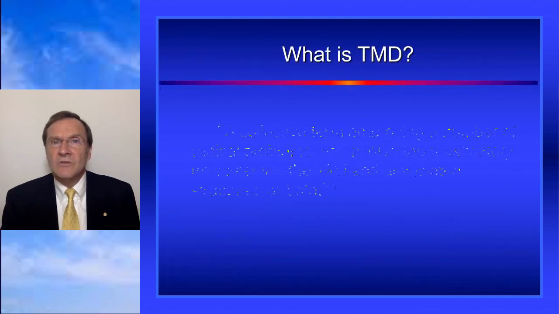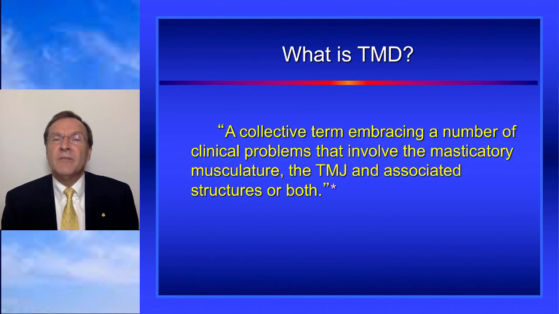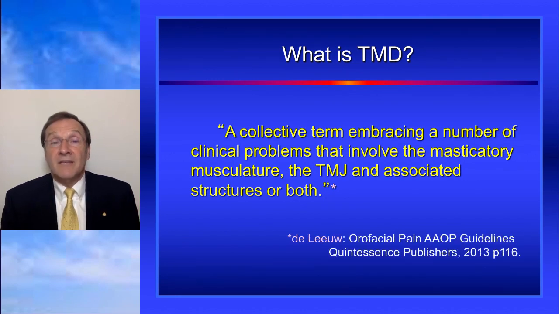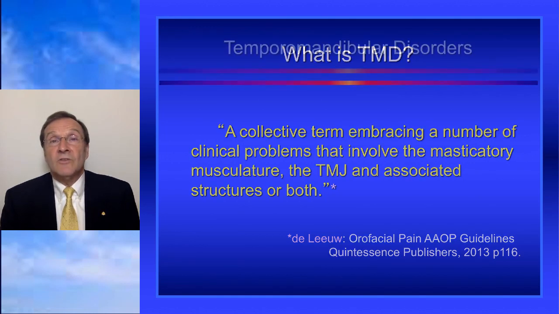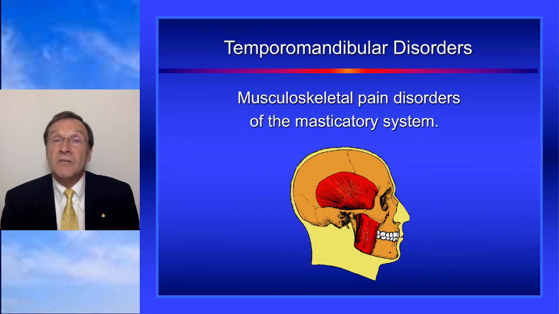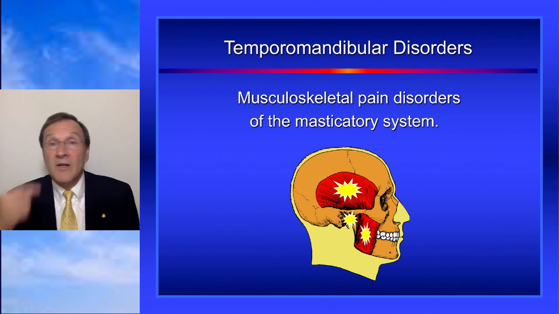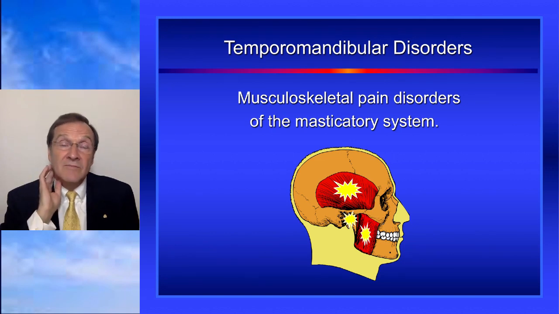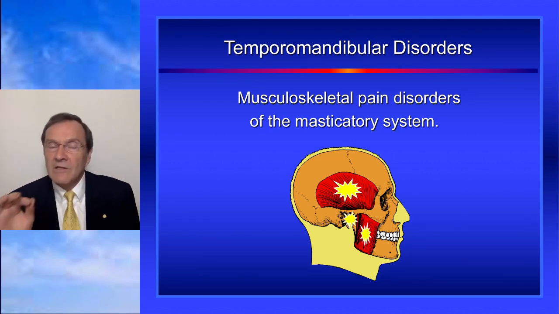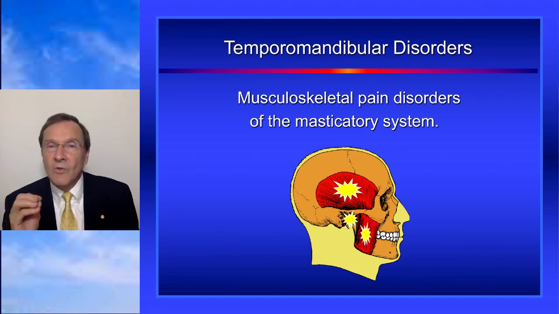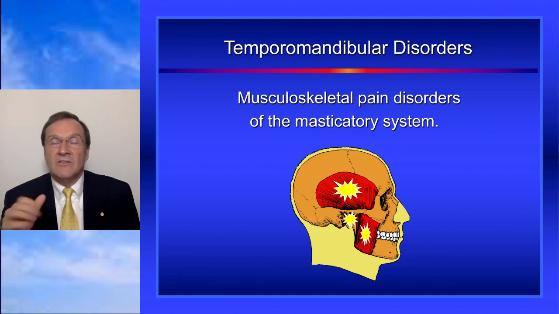So let's define TM disorders. It's a collective term embracing a number of clinical problems involving the masticatory musculature, the temporomandibular joints, and associated structures, or both. This is a definition by the American Academy of Orofacial Pain in the guidelines text. Okay, so that's TM disorders. In other words, TM disorders are musculoskeletal pains of the masticatory system. They're not ulcers in the mouth. They're not burning mouth. They're not lesions. They're not neck pain. It's not headaches unless the headache is directly related to jaw function. It's pains that have their origin in and emanate from the masticatory structures, which are muscles, joints, not teeth.